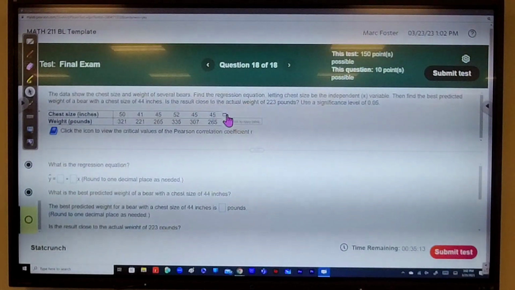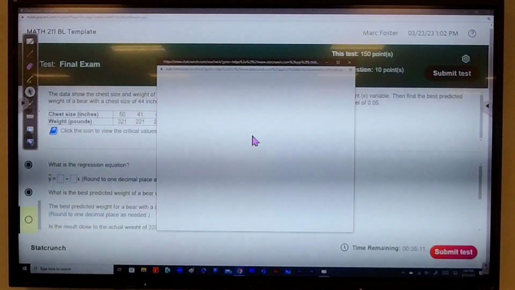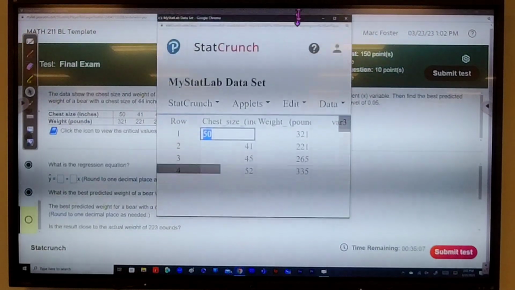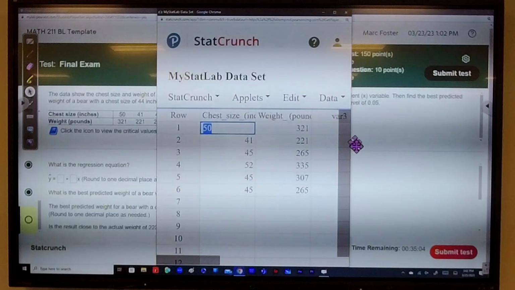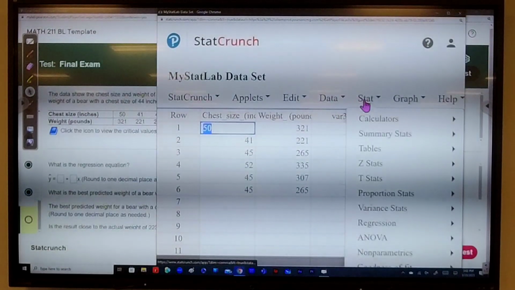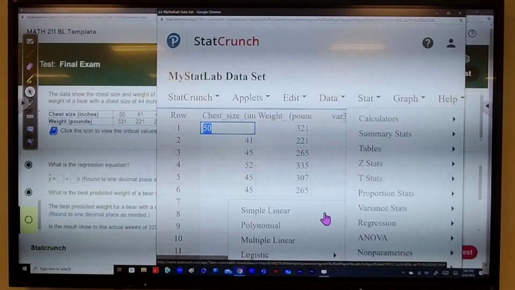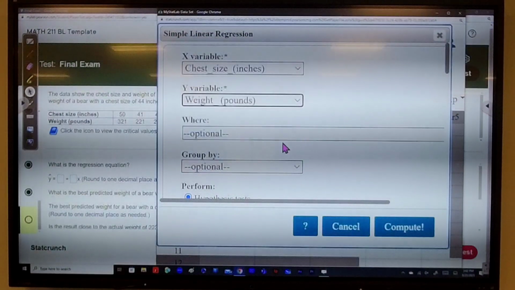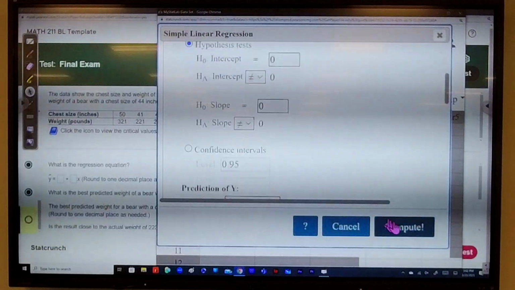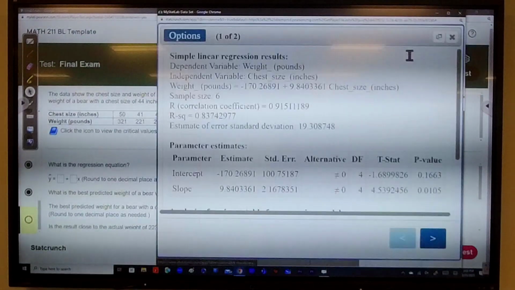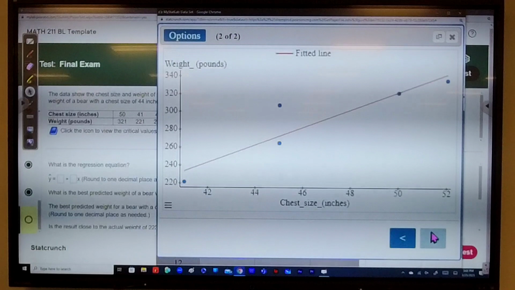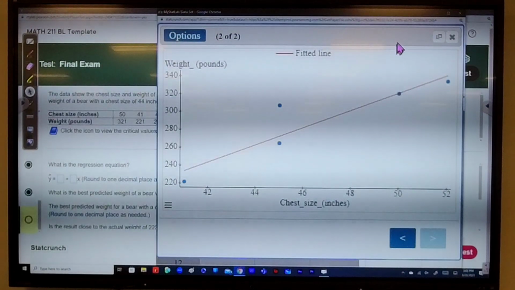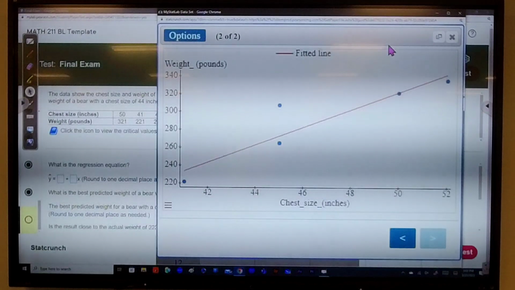Chest size and weight. So I'll open this data in StatCrunch and go straight to Stat, Regression, Simple Linear. The X variable is the first one, the Y variable is the second one. There's nothing else to click except Compute. You get a 2-page summary. The picture's on the second page. Yes? What did you go to? You went to Stat, Regression, Simple Linear.